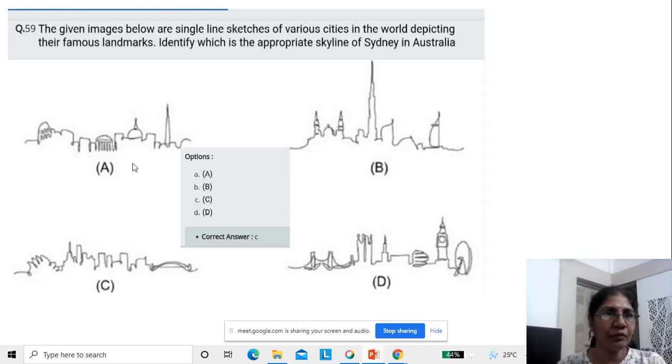As you can see, the four outlined skyline pictures on screen, and the question is: the given images below are single line sketches of various cities in the world depicting their famous landmarks.